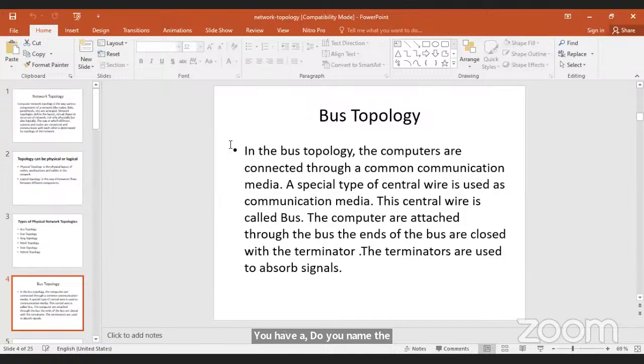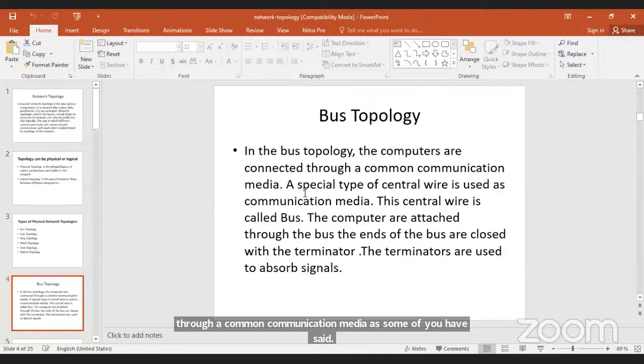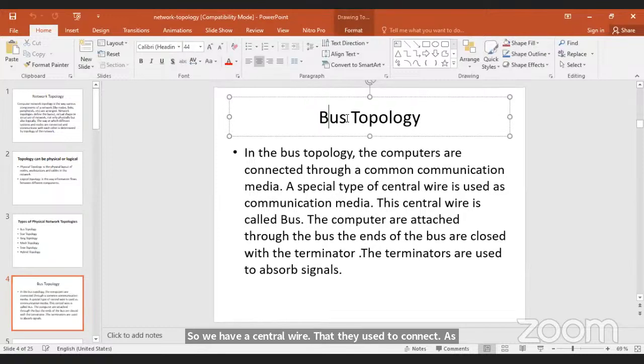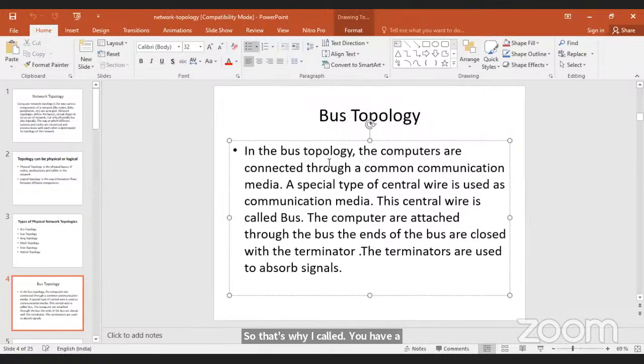So a bus topology, sorry for that. The computers are connected through a common communication media, as some of you have said. So we have a central wire that we use to connect as a communication media. This central wire is called the bus. So that's why I call it the bus. We have a single media or a single cable that runs from one computer to another.